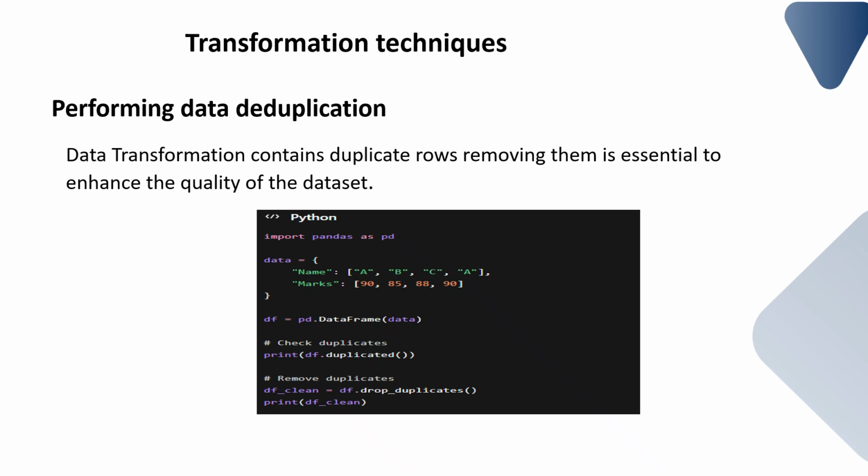These are the two conditions in data deduplication. We need to find whether the elements are duplicated or not. The syntax is df.duplicated. If it contains duplicates, we need to remove them. The syntax to remove duplicates is drop_duplicates. First we find the duplicates using df.duplicated.